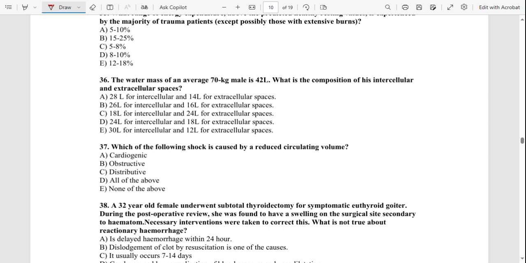Now, this is something from our physiology. Remember what we call the 60, 40, 20 rule? So, an adult male, because for female the water is about 50%. Total body water is 60% of the weight, and then 40% of the weight is fluid inside the cell. Then 20% is outside the cell.